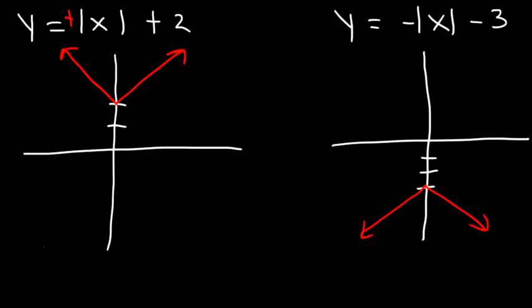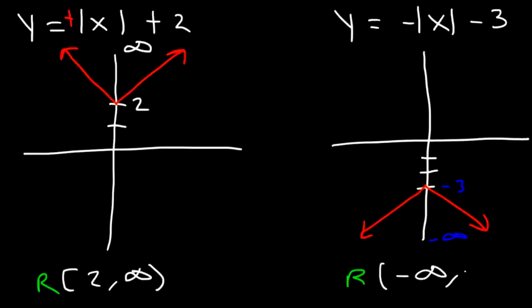Now, what is the range for the graph for each of these? Let's start with the first one. Notice that the lowest y value is 2, the highest is infinity. So the range is going to be from 2 to infinity, and 2 is included. Now for the one on the right, the lowest y value is negative infinity. The highest is negative 3, and negative 3 is included. So the range is from negative infinity to negative 3. You start from the low y value and you stop at the highest y value. And there are no breaks in between.